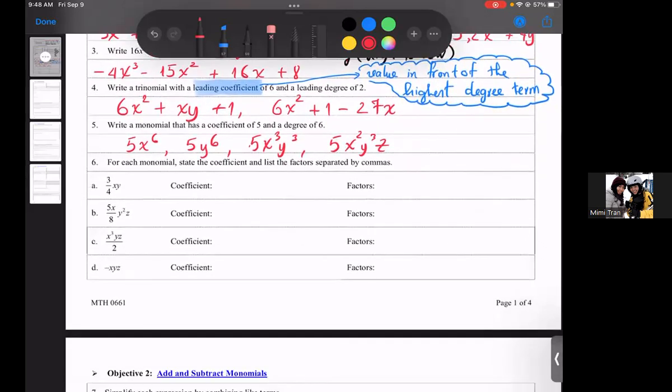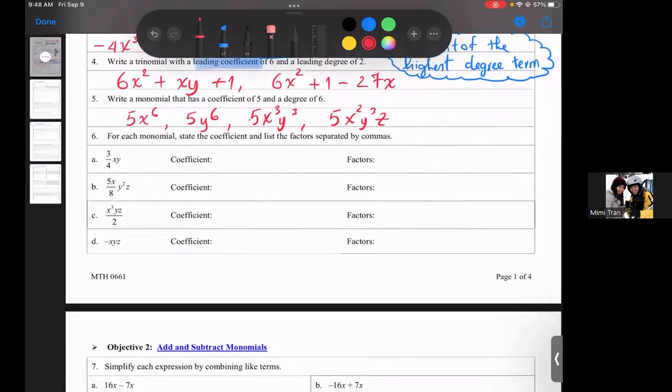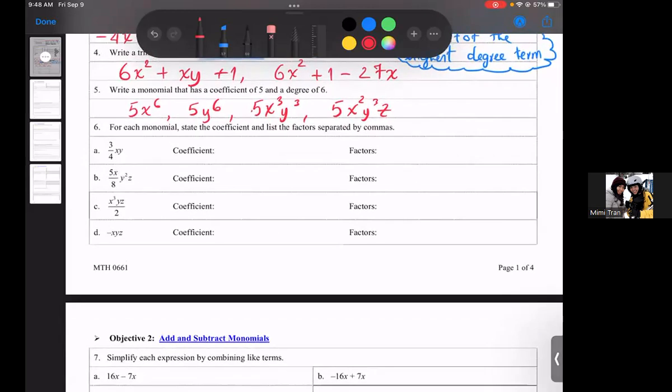All right, so that's enough for number 5. Let's do number 6. You guys try it, and I'll walk around and see how you do. Let me do 6A first, and then you do the rest.